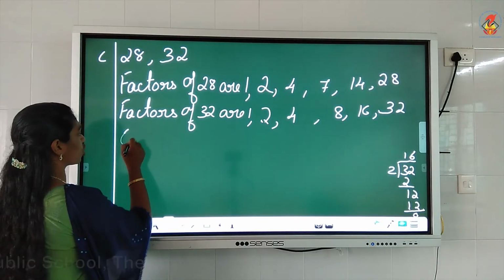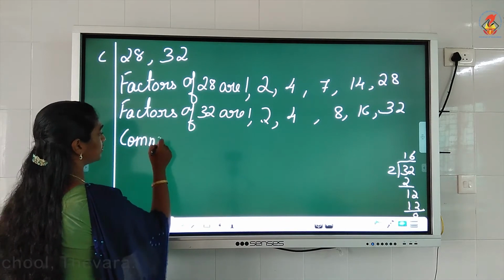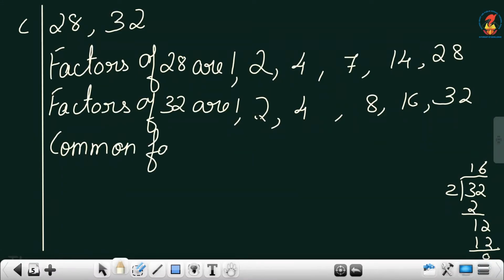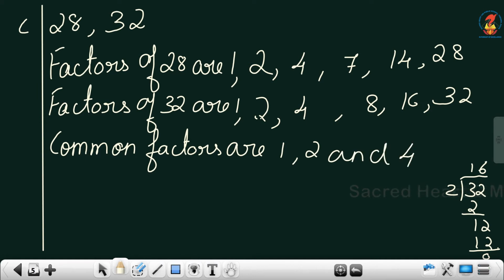So, write out which are the common factors. Common factors are. Which are the common factors, children? 1, 2 and 4. 3 common factors are there. So, what is the HCF? HCF is equal to 4.